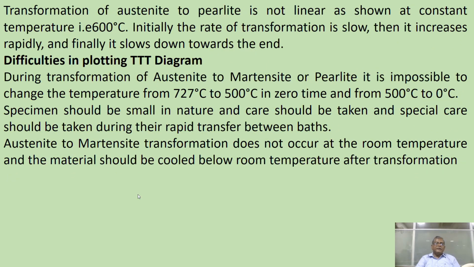So the difficulties in plotting a TTT diagram: during transformation of austenite to martensite or pearlite, it is impossible to change the temperature from 727 degree to 500 degree in zero time, and from 500 to 0 degree. Specimens should be small in nature and special care should be taken during the rapid transfer between baths. The austenite to martensite transformation does not complete at room temperature, and the material should be cooled below room temperature after transformation. These are some of the difficulties in using a TTT diagram.